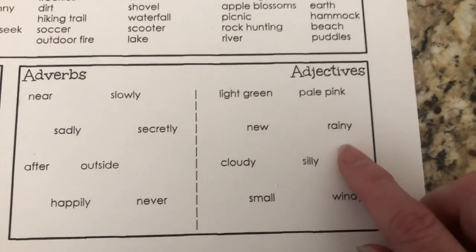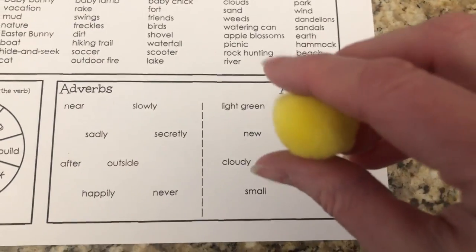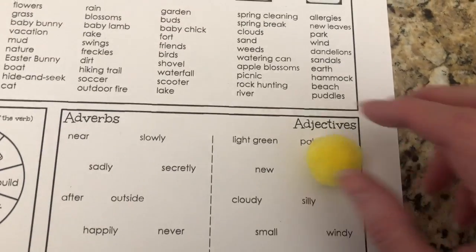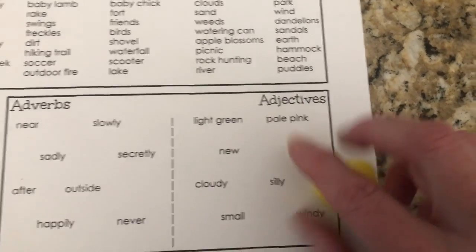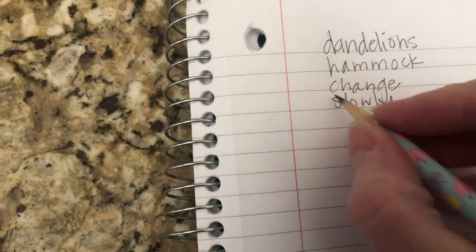Then I'm going to choose one of my adjectives. So I'm going to do the same thing. Drop it from up high. Who likes to roll this way? Mine landed on top of rainy. So I'm going to go over here and write down the word rainy.